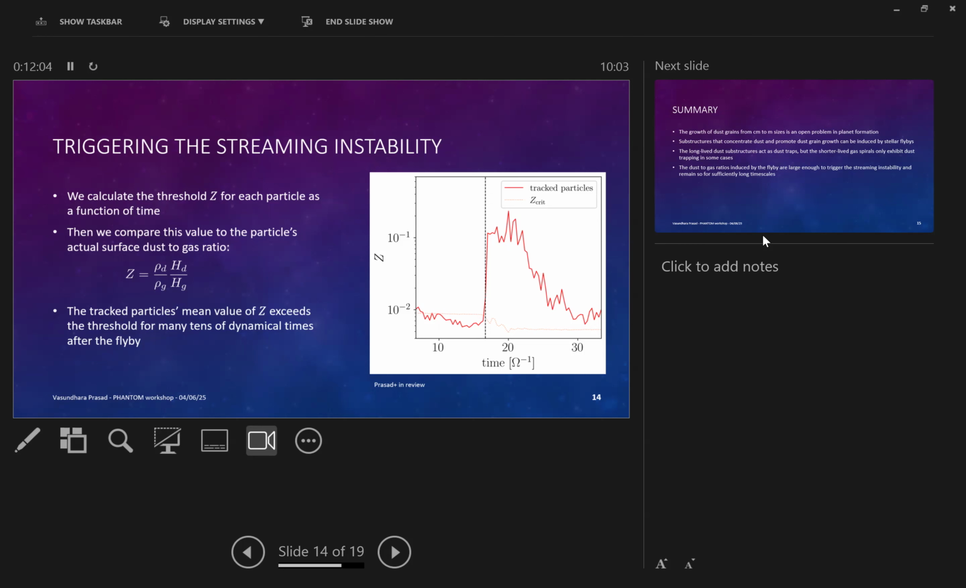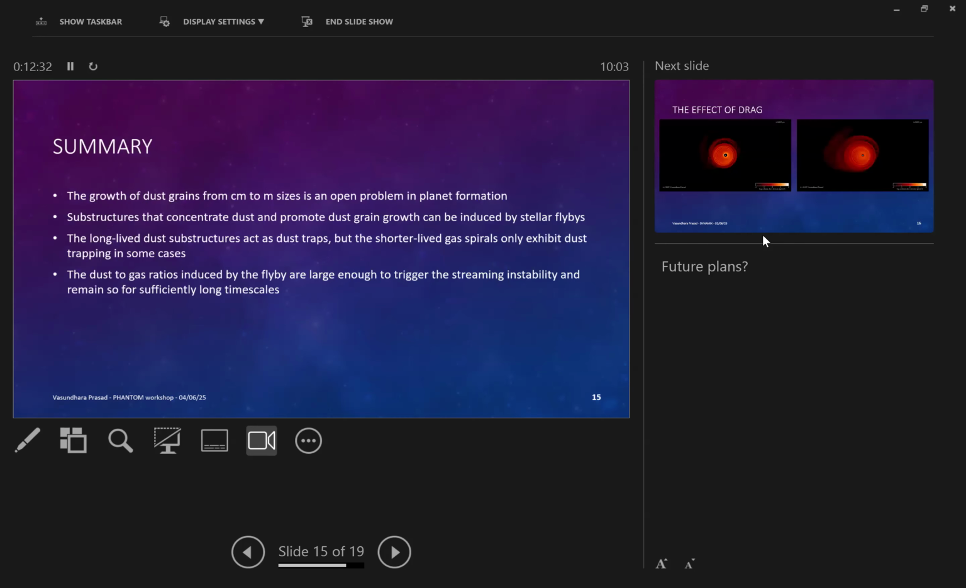So this is really promising, because what we can see here is that the threshold for the streaming instability is exceeded for about 10 or even more dynamical timescales, and we only need 1 to trigger it. So the tracked particles' mean value of the surface dust to gas ratio exceeds the threshold for much longer than the timescale required to trigger the streaming instability. What I've shown here is that we are definitely getting dust to gas ratios high enough to trigger SI. I've gone a little bit fast, but this is my summary here.